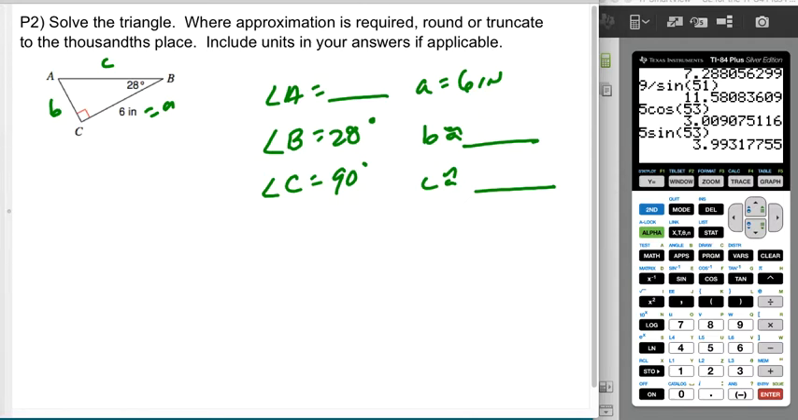You don't have to, but I would suggest that the first place to start is to find this missing angle. So I'm going to recognize I've already used up 90 degrees, so if I just do 90 minus 28 degrees, I think I get a 62, right? And that'll be the missing angle.